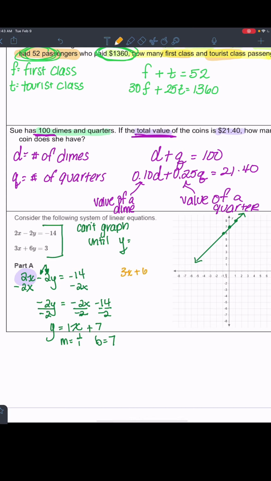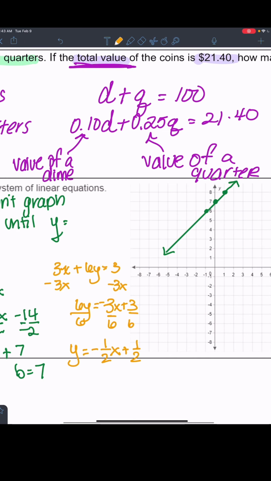3x plus 6y equals 3. Subtract 3x, subtract 3x. 6y equals negative 3x plus 3, and there's a negative there. Divide by 6. y equals negative 1 half x plus 1 half. So ladies and gentlemen, let's take a look at how I'm going to graph this, because my slope is negative 1 half and my y-intercept is 1 half.